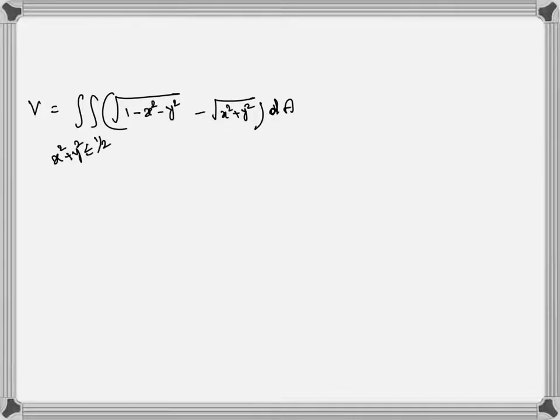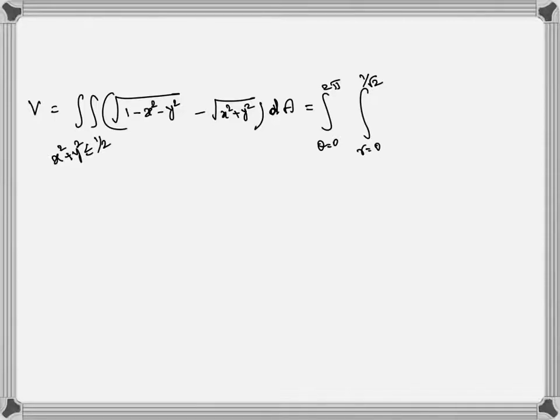Because the domain over which we consider the volume is a disk, it's always a good idea to convert to polar coordinates. Anytime the domain is a disk, polar coordinates would be the best method. So theta varies from 0 to 2 pi, and the radius varies from 0 to 1 over radical 2. Then use the fact that x square plus y square equal to r square.